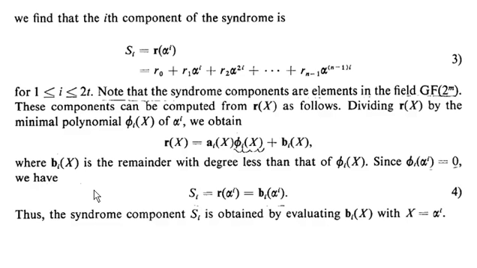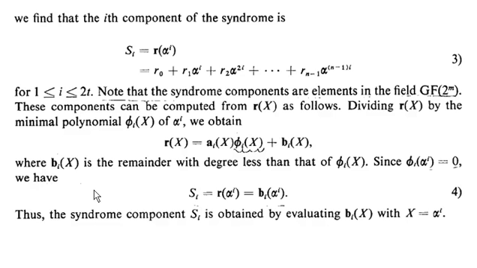These components can be computed from R of x as follows. Dividing R of x by the minimal polynomial phi i of x of alpha raised to i, we obtain R of x equal to a of x into phi i of x plus b i of x. So we are finding the components using this R of x, dividing it by the minimal polynomial phi i of x of alpha i. Then R of x is a of x into phi i of x plus b i of x, where b i of x is the remainder with a degree less than that of phi i of x, since phi i of alpha raised to i equal to 0.